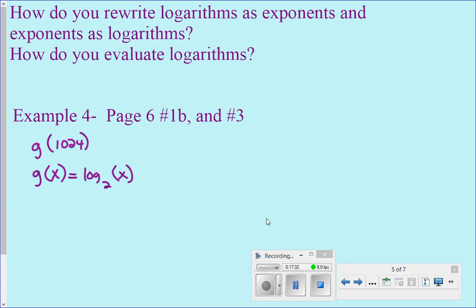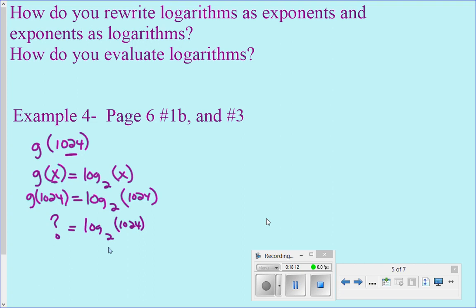So if I'm asked to find g of 1024 and I know g of x, the question is, are they replacing x with 1024 or are they replacing y with 1024? Hopefully you're able to see that the x is what got replaced, which means in my equation I'm going to put 1024 in the x spot. So let's do that. So log base 2 of 1024. I don't know what that equals, so I'm just going to put a question mark. So I have question mark is equal to log base 2 of 1024.